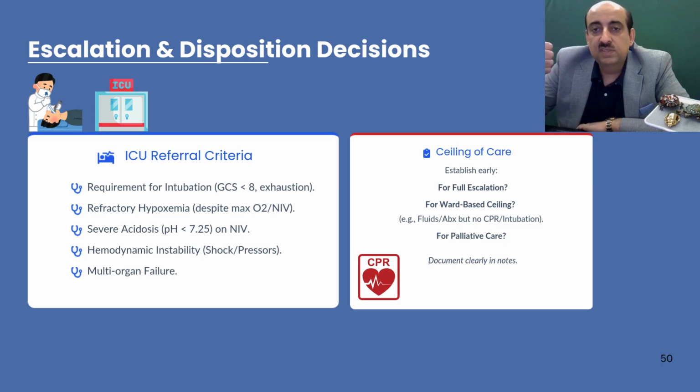Is the patient for full escalation? If yes, then obviously all the criteria on the left hand side apply. If not, then a ward-based ceiling of care is identified, for example. Then you need to decide about inotropic support up to 5 mics, antibiotics but no CPR, no intubation but non-invasive ventilation, and ward-based inotropic support, etc.